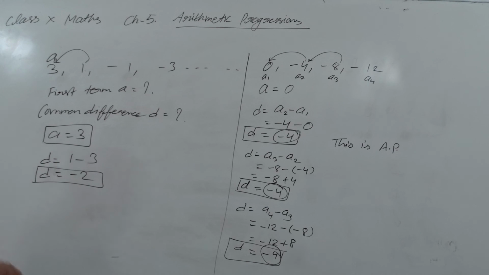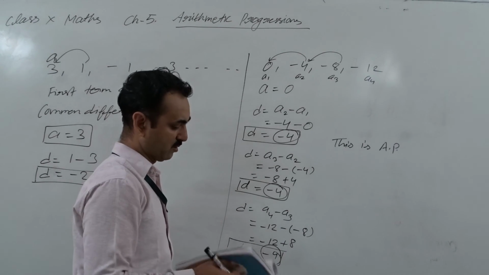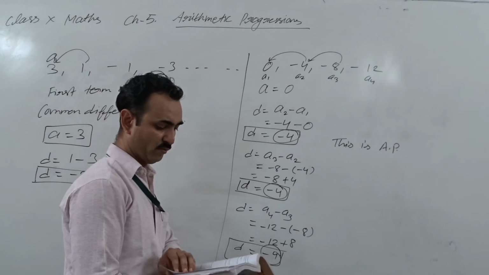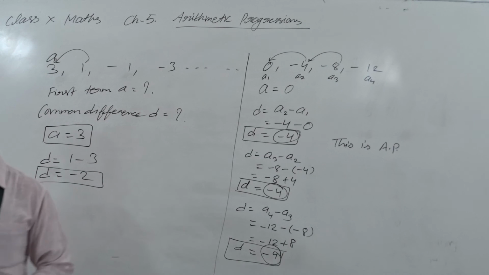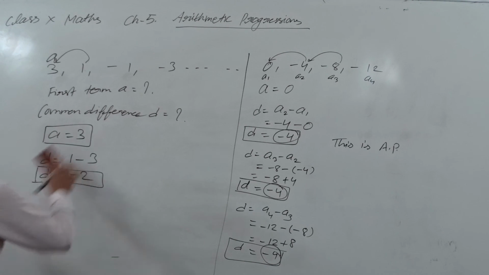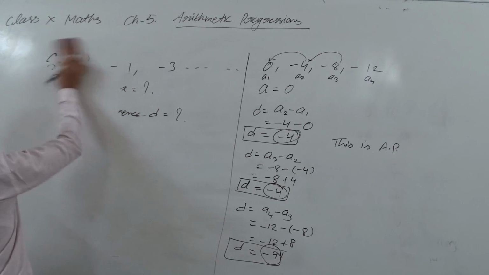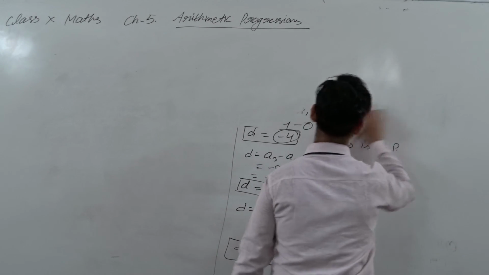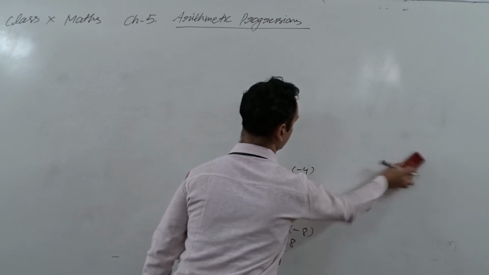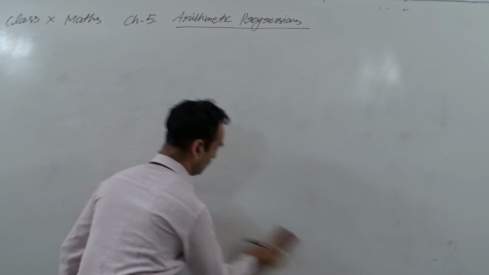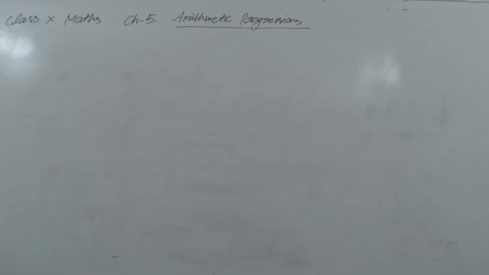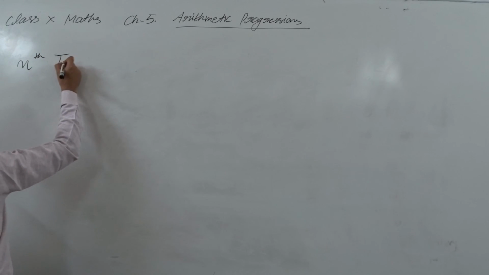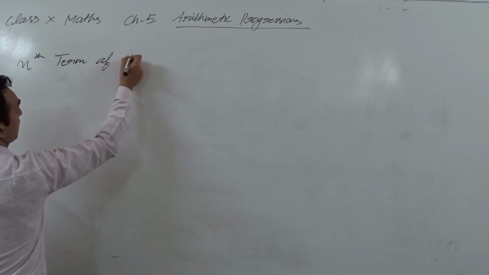So this was question number 4. Exercise 5.1 is complete. Now we have to learn about finding the nth term of an AP. What is the nth term of an AP? First of all we will understand the meaning of the nth term.